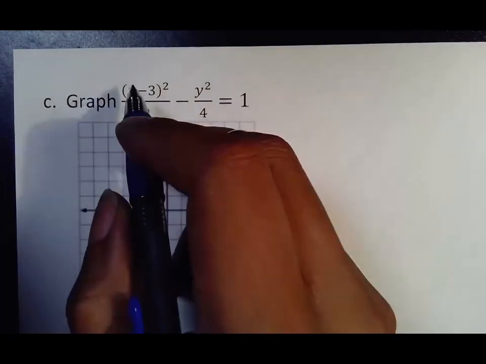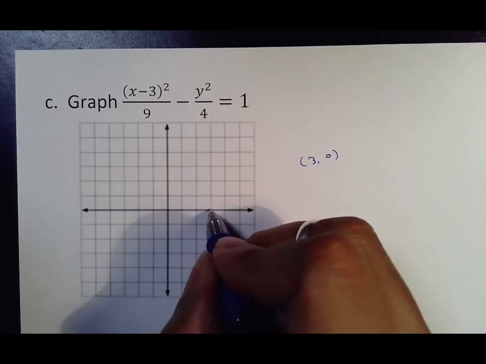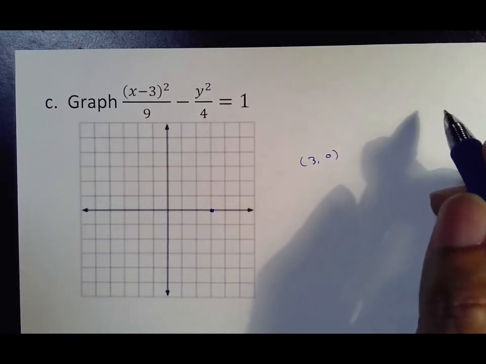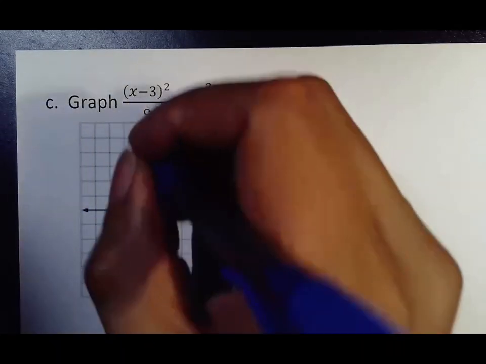In this case, x is moving to 3, so it's going to be 3, 0, because there's nothing on y. 1, 2, 3. I don't think I'm going to make it. This is a terrible question. Probably should have put the 4 under here, but anyway. Actually, I'm going to.